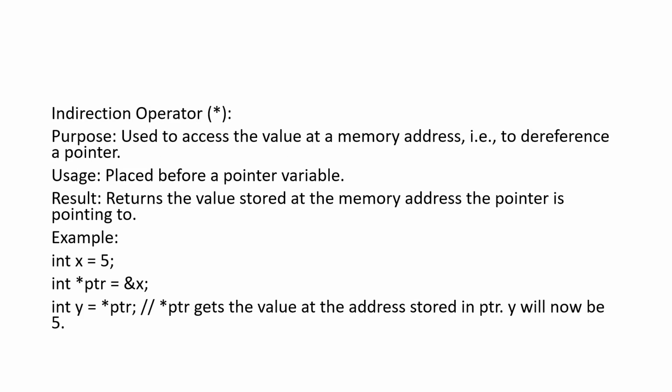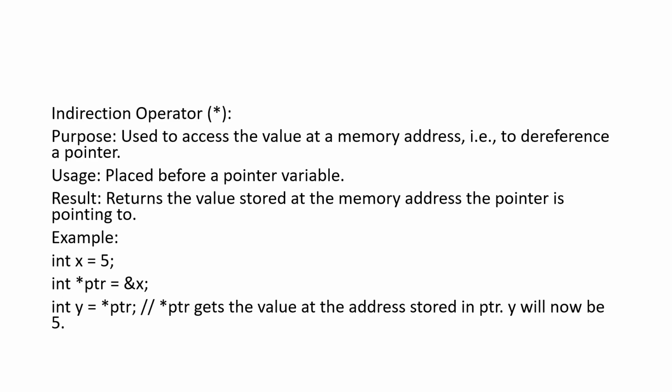Indirection operator *. It is used to access the value at a memory address, that is, to dereference a pointer. So the pointer has an address as its content and the value at that address is obtained through this indirection operator. It is placed before a pointer variable and returns the value stored at the memory address the pointer is pointing to. For example, here x = 5 and int *ptr = &x. That means ptr contains the address of x, or we say that ptr is pointing to the variable x.